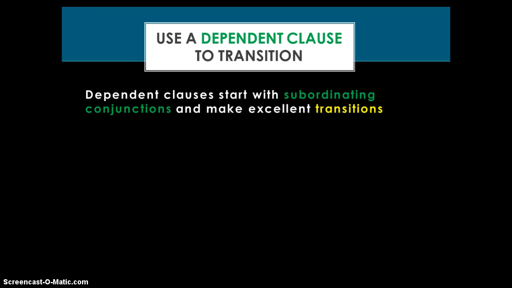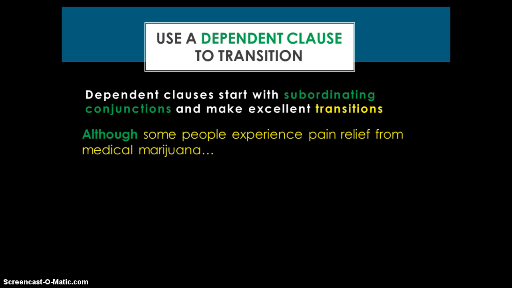You can also use dependent clauses to transition. And if you remember, they start with something known as a subordinating conjunction. And those are the words like after, because, before, if, when, whenever. So for example, say you're transitioning from the idea that some people benefit from medical marijuana but other people don't. You would use a complex sentence with a subordinating conjunction, although, and have a sentence that started, although some people experience pain relief from medical marijuana, and then you'd finish it off another way.